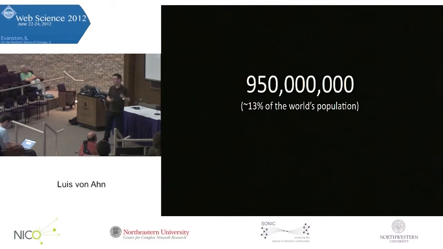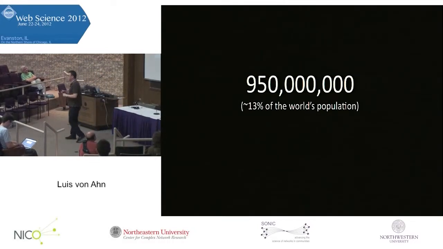Okay, this is my favorite number of the reCAPTCHA project. This is the total number of distinct people that have ever helped us digitize at least one word out of a book through reCAPTCHA. So about 13% of the world's population has helped us digitize at least one word out of a book through reCAPTCHA. And it is numbers like these that motivate my research.